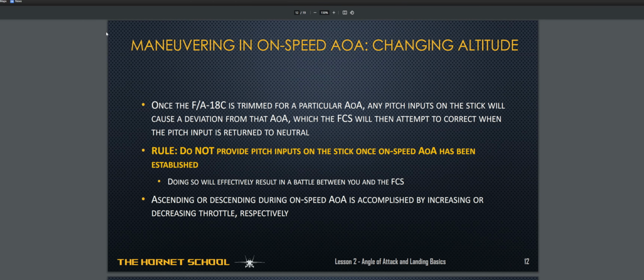Maneuvering in on-speed AoA, changing altitude. Once the FA-18C is trimmed for a particular AoA, any pitch inputs on the stick will cause a deviation from that AoA, which the flight control system will then attempt to correct when the pitch input is returned to neutral. The rule, do not provide pitch inputs on the stick once on-speed AoA has been established. Doing so will effectively result in a battle between you and the flight control system. Ascending or descending during on-speed AoA is accomplished by increasing or decreasing throttle, respectively.